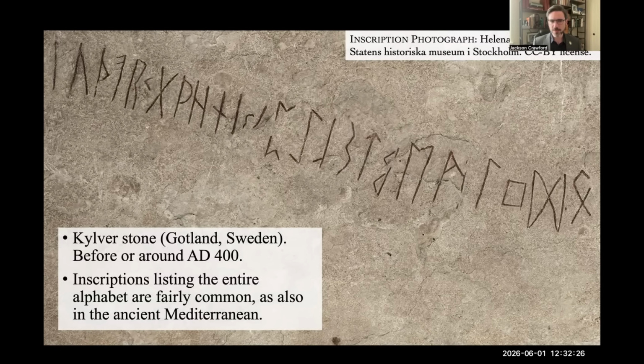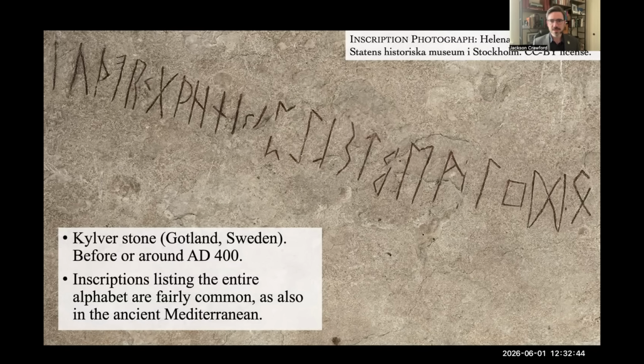Now, in Elder Futhark, like in many other alphabets of the ancient world, we have a fair number of inscriptions where someone has just written out the entire alphabet of 24 letters in this case. This is probably the oldest one. This is the Silverstone from Gotland in Sweden.